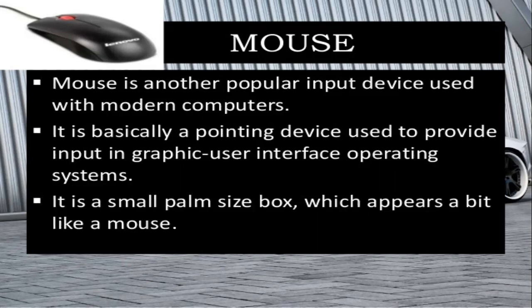Interface is nothing but something which acts like a mediator between the computer and the user. The mouse is a palm-size box, very short and very small, which appears like a small box. It is called a mouse. It has both left and right buttons: left click, right click, and the middle one is the scroll button.